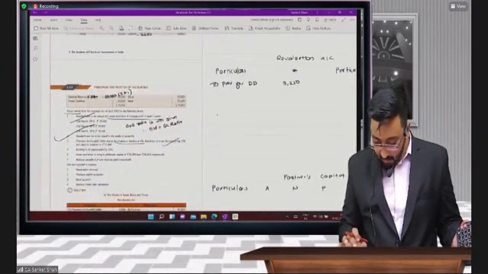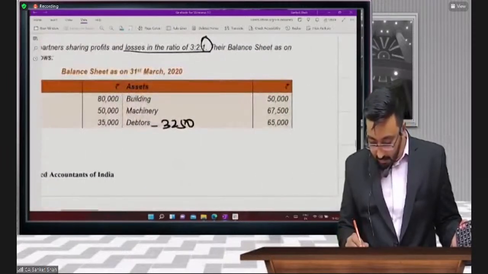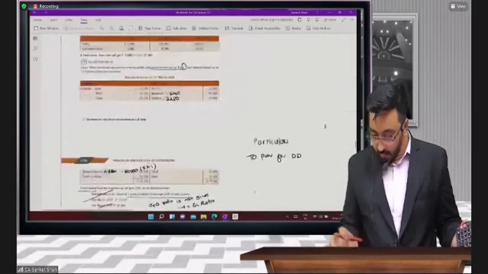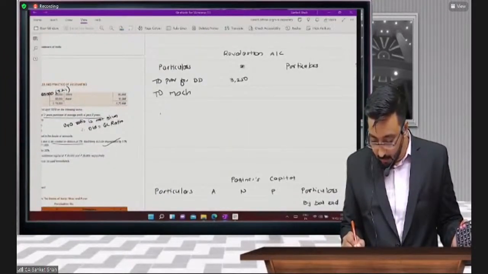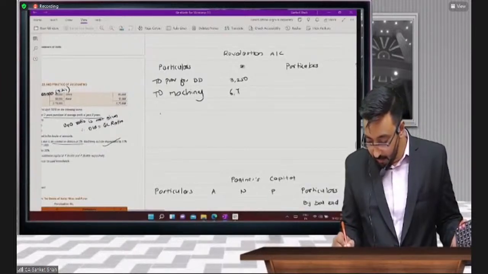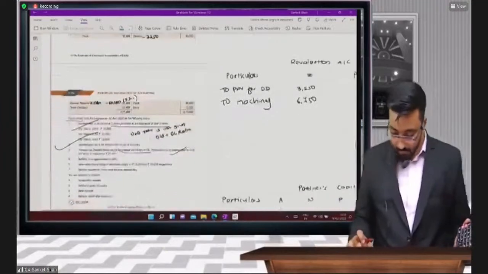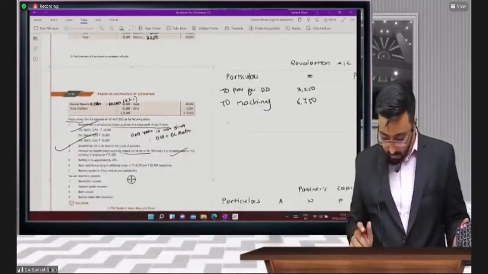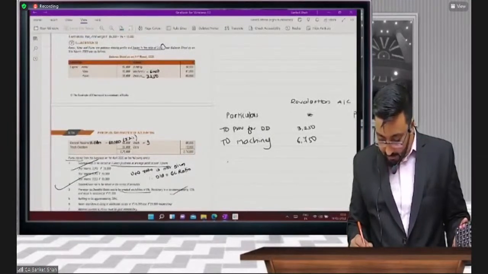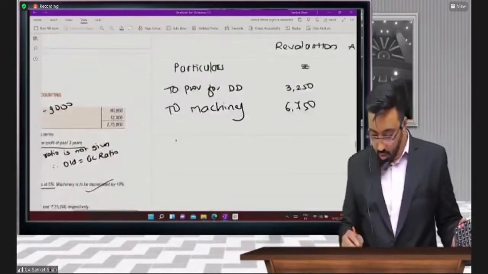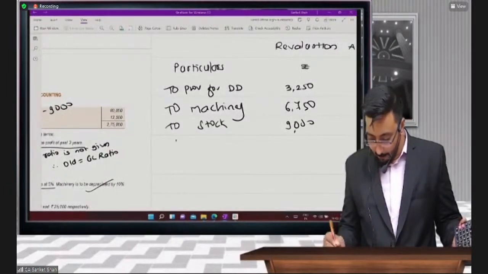Machinery depreciated by 10%. So machinery 10% means 6750. To machinery, revaluation account, 6750. Then stock is revalued by 71,000 minus 9,000. To stock, 9,000.